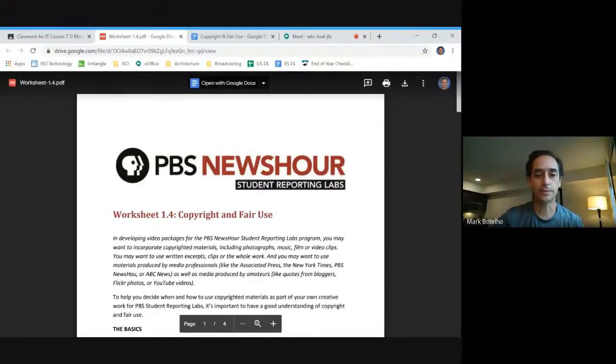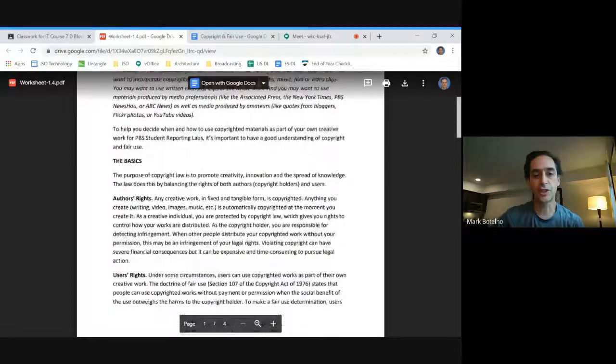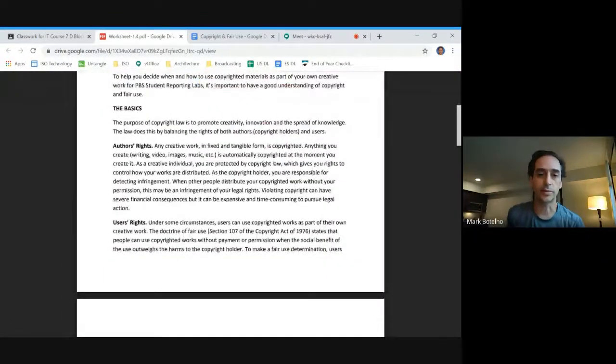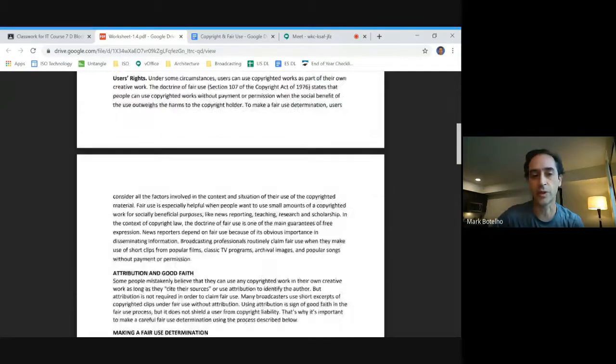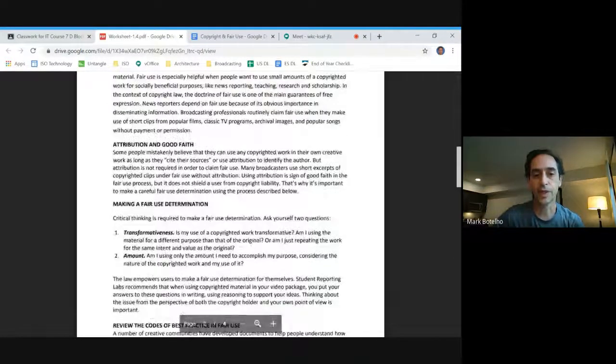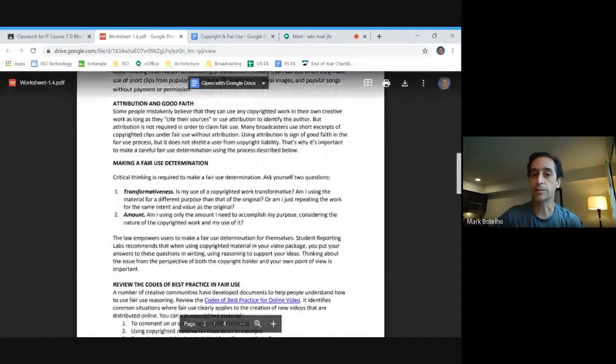And so there's some definitions in here that are important. It kind of goes through some basics, talks about the author's rights and the user's rights. Just read over that, become a little bit familiar with it. Then there's this whole thing about good faith and what that really means.